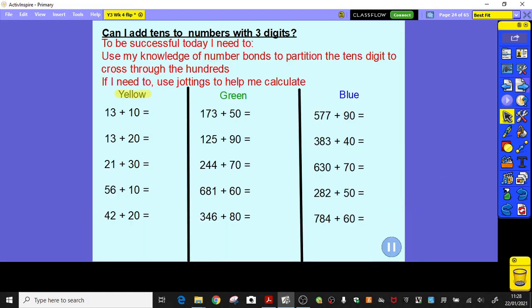So now it's your turn. Again, we've got 3 levels of challenge. You're going to need to use your number bonds to help you cross through the hundreds, and you can also use jottings to help you. So pause the video and have a go. So how did you get on with those? Great. Let's have a look at the answers. You can check those, and then when you're ready, start the video again to see the rest of today's maths lesson.